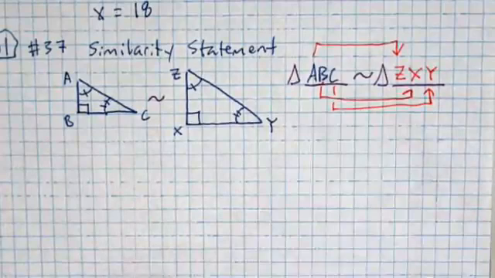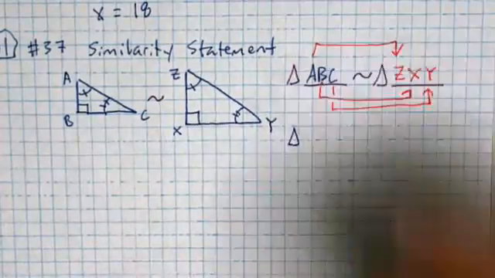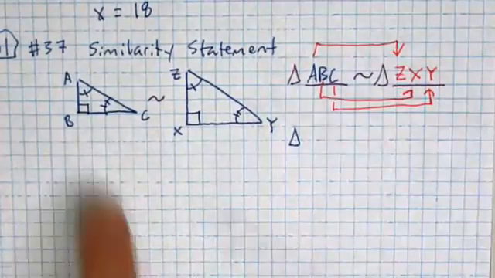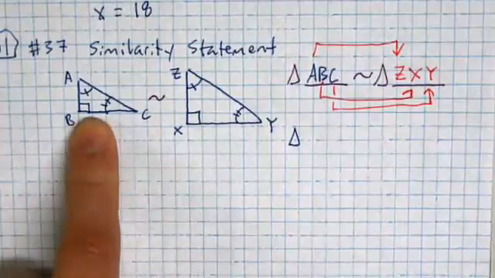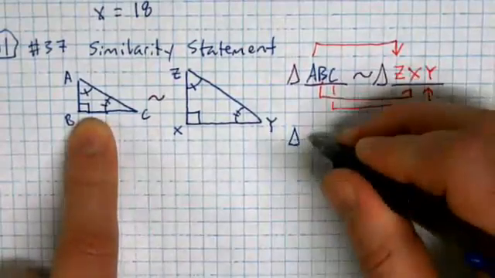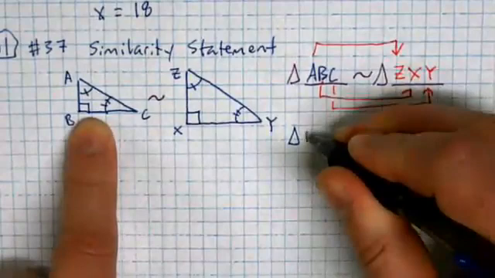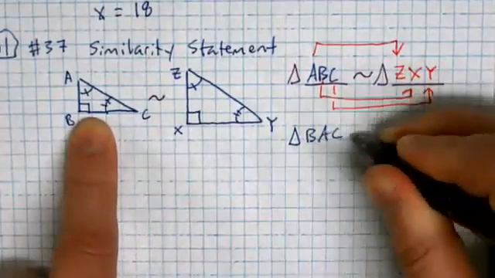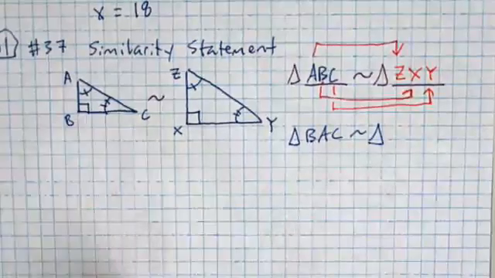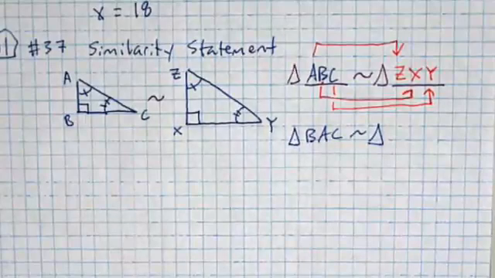No, because I didn't have to do A, B, C. I could have picked a different order on this first one. In fact, let's do a different order. Let's do triangle BAC. Write me a similarity statement for triangle BAC instead. It's still going to have an X and a Y and a Z in it, but you just need to make sure they get in the right order.